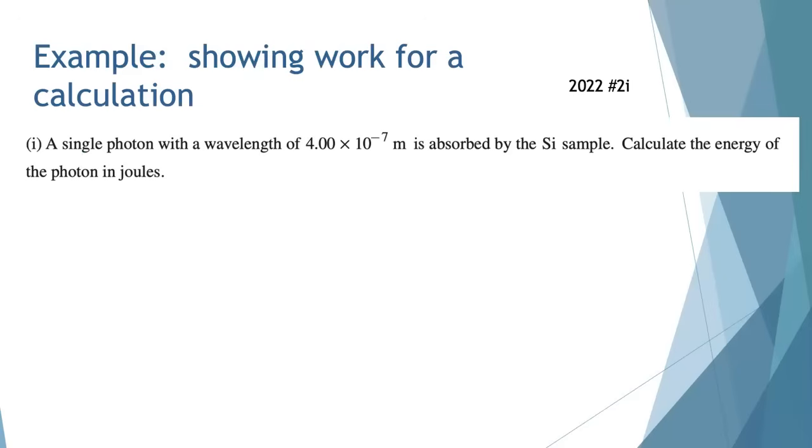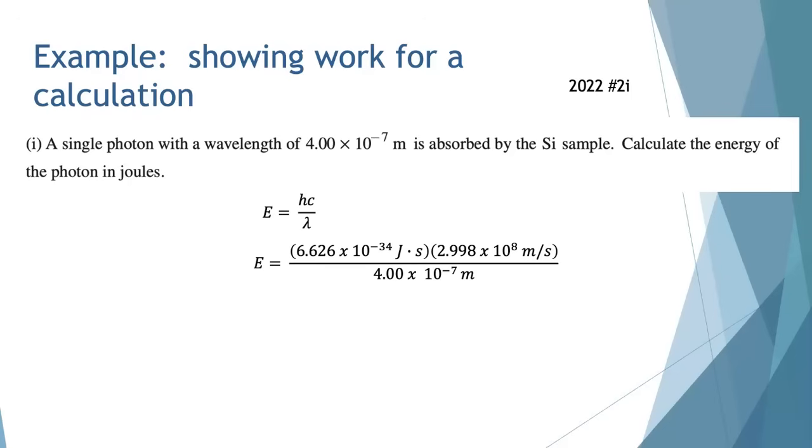An example of showing work for a calculation, here's one from the 2022 exam. A single photon with a wavelength of 4 × 10^-7 meters is absorbed by a sample of silicon. Calculate the energy of the photon in joules. The equation that's relevant here is E equals hc over lambda. We can put the two equations together, or you could do it stepwise. It's all good. You don't actually have to show the equation. That's not a requirement. Showing substituted values that are relevant, that's required.